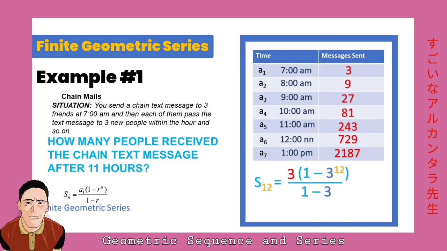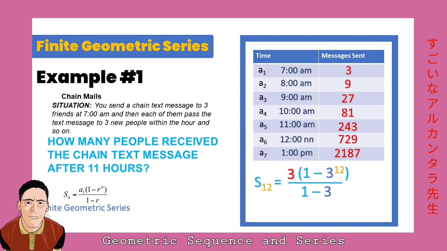And there, the parenthesis 1 minus r raised to n. Your r here is 3, your n here is 12. Now, we have to be careful here, class. The n there is just n. It's not n minus 1. Be careful. Do not combine two formulas, okay? Stick with whatever the formula is given here. Do not add anything else, okay?